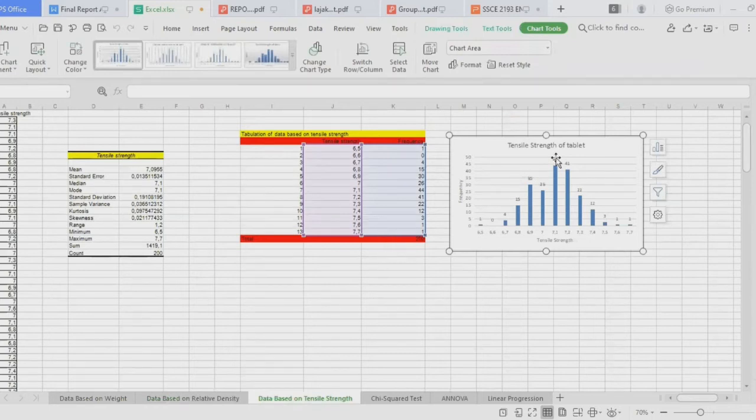And the last is the column chart for tensile strength of tablet. There are 44 tablets having tensile strength of 7.1 megapascal, which is the highest frequency, while there is no tablet having tensile strength of 6.6 megapascal, which is the lowest frequency out of 200 samples. The tensile strength of tablet has a mean of 7.1 megapascal and standard deviation of 0.19 megapascal.